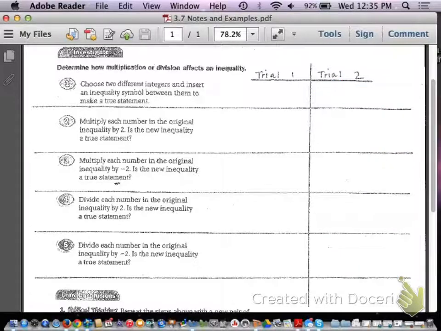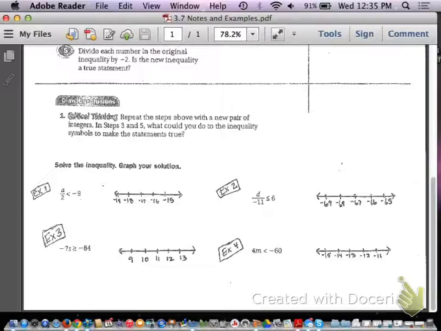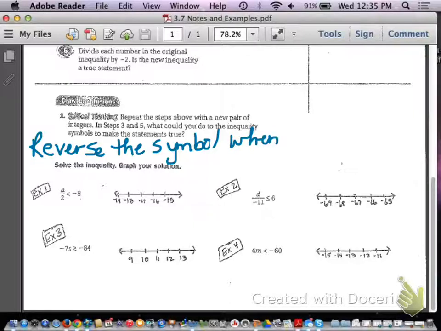So let's do some critical thinking to see what we can do about that. The critical thinking question at the bottom asks us, since we repeated it with a new pair of integers in steps 3 and 5, what could we do to the inequality symbols to make the statements true? Well, the answer is we can reverse the symbol when we multiply or divide by a negative number.